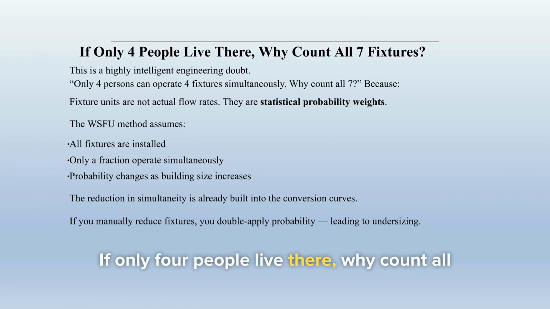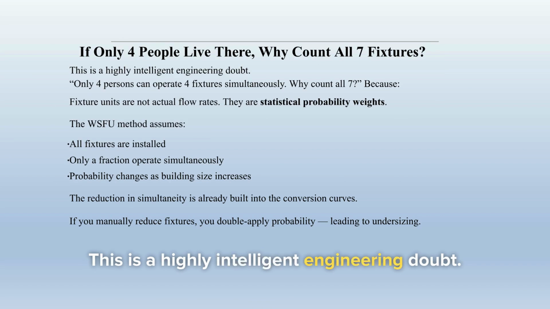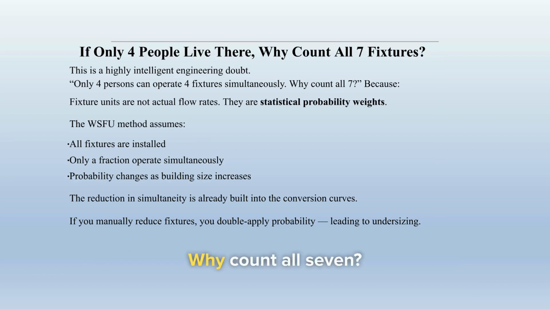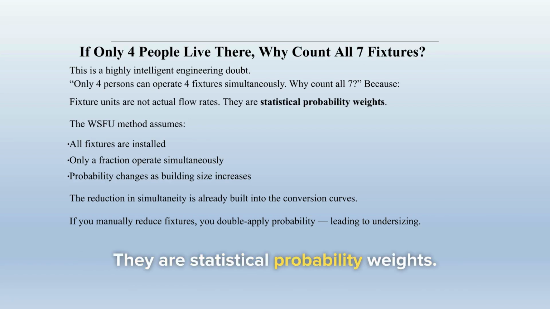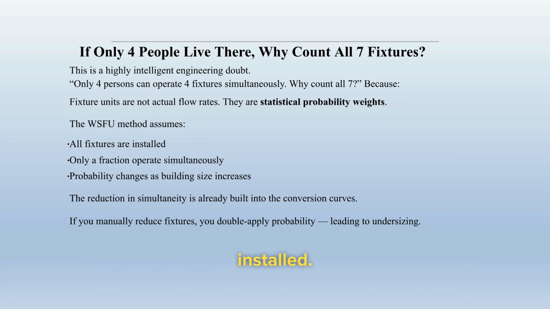If only 4 people live there, why count all 7 fixtures? This is a highly intelligent engineering doubt. Only 4 persons can operate 4 fixtures simultaneously. Why count all 7? Because fixture units are not actual flow rates. They are statistical probability weights. The WSFU method assumes all fixtures are installed.